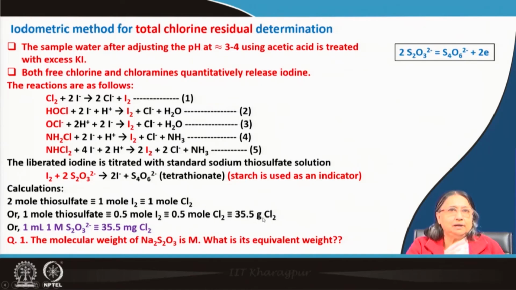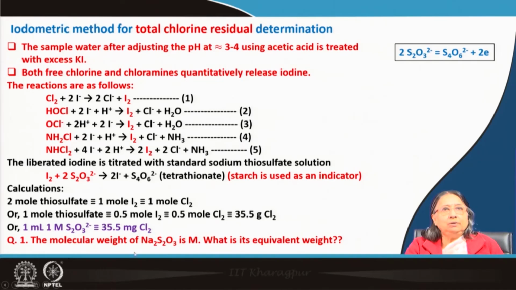So, 35.5 gram of chlorine. Okay. So, 1 milliliter of 1 molar thiosulfate is equivalent to 35.5 milligram, because 1 mole of thiosulfate means 1000 milliliter of 1 molar thiosulfate, but we are taking 1 milliliter. So, here it is becoming milligram, gram to milligram. Now, the question is coming. So, this is the basis of the calculation. From here you can start.